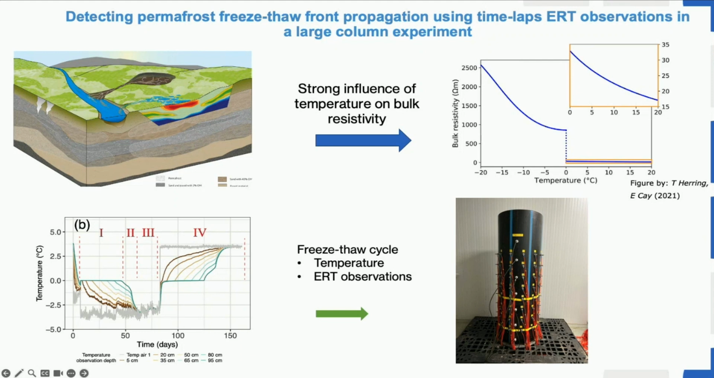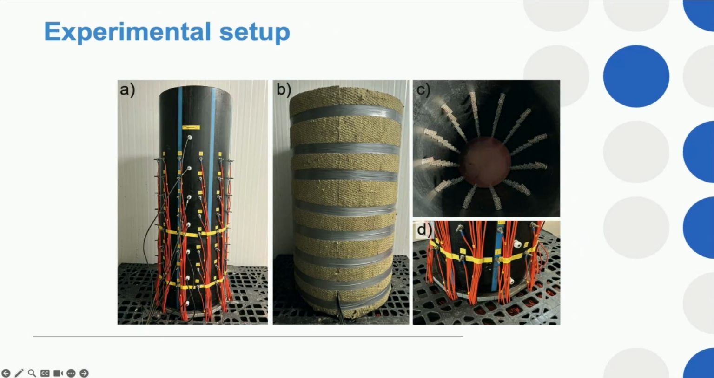So we set out with a similar column experiment, but this time equipped with electrodes, to see if we could detect this freeze-thaw front using electrical resistivity rather than temperature. Just a quick picture of how the setup looked: we had 96 electrodes in rings spaced out around the column, in 8 layers, to detect the temporal evolution of this freeze-thaw front.